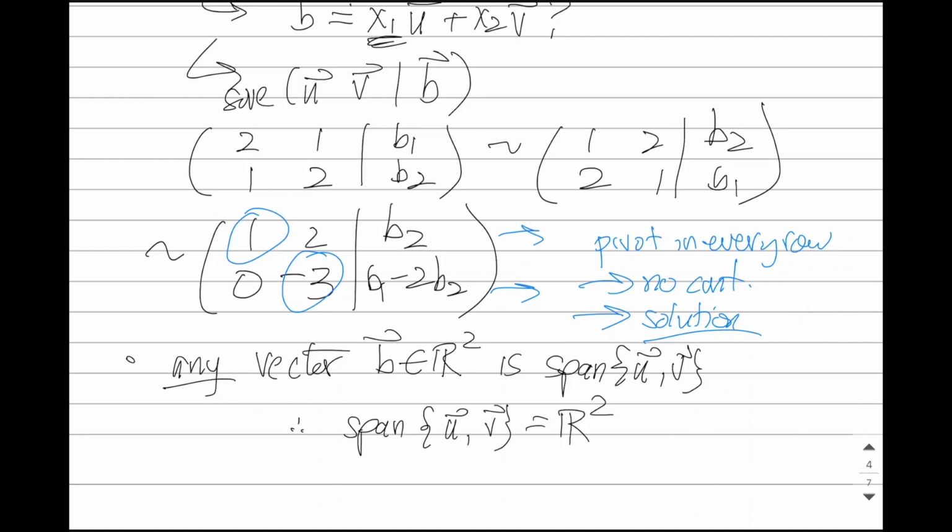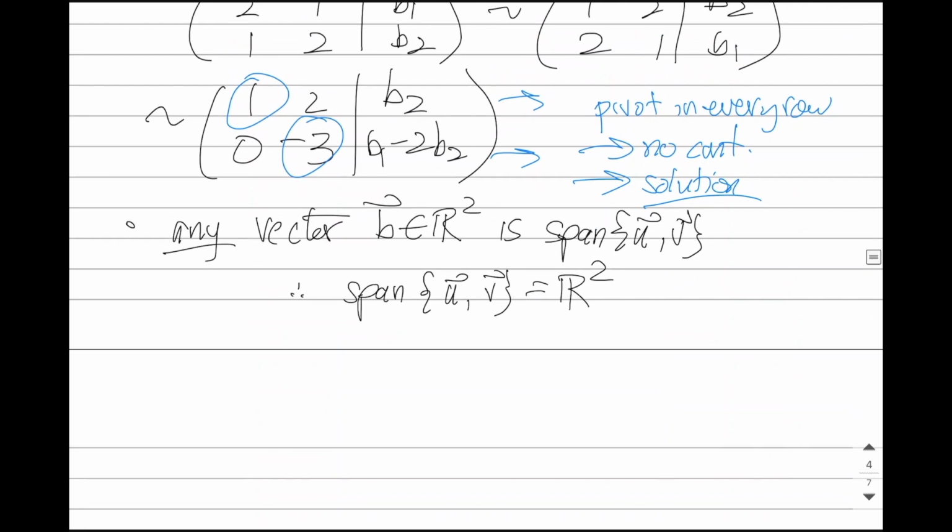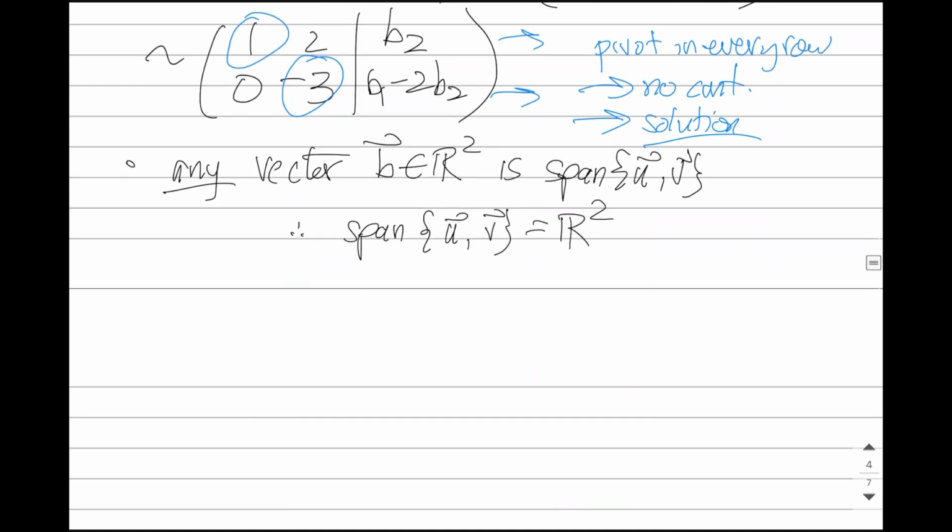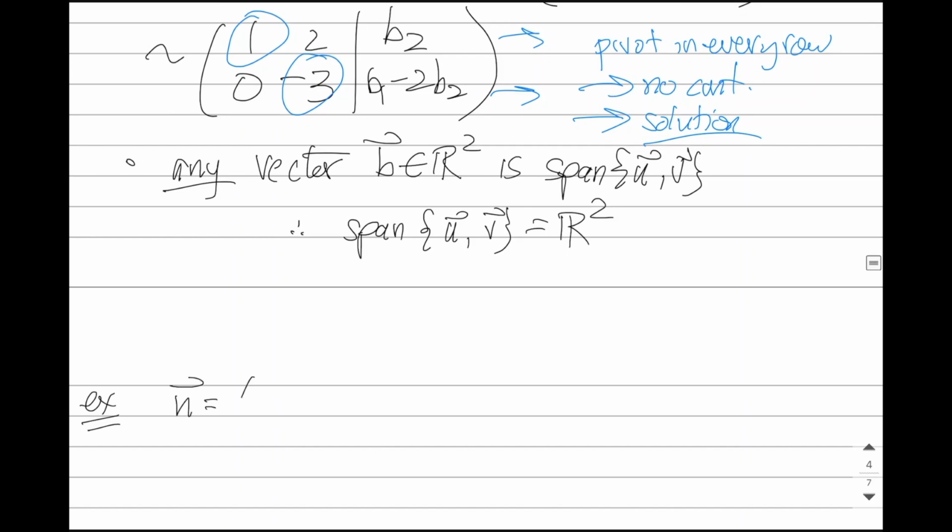The fact that there were pivots in every row of the system with those two vectors enabled us to say any vector could be created from these, and that enabled us to say you can create any two component vector from those two. Now, just to take this idea a little bit further, here are two vectors in R3.